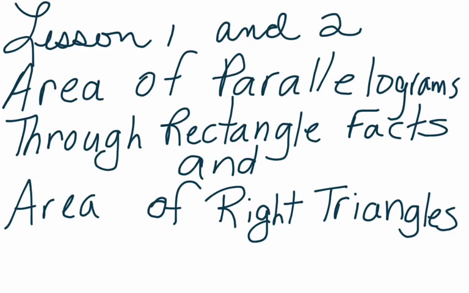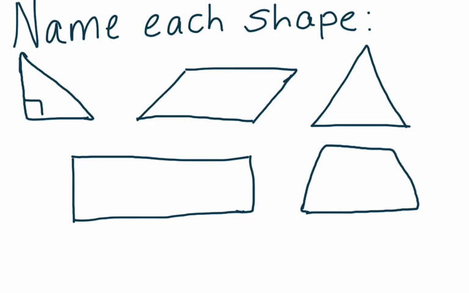Good morning. Today we are moving into Module 5, which is Geometry, and we're starting with Lesson 1 and Lesson 2, which is Area of Parallelograms through Rectangle Facts and Area of Right Triangles. So we're going to begin with naming each of these shapes that you see here.